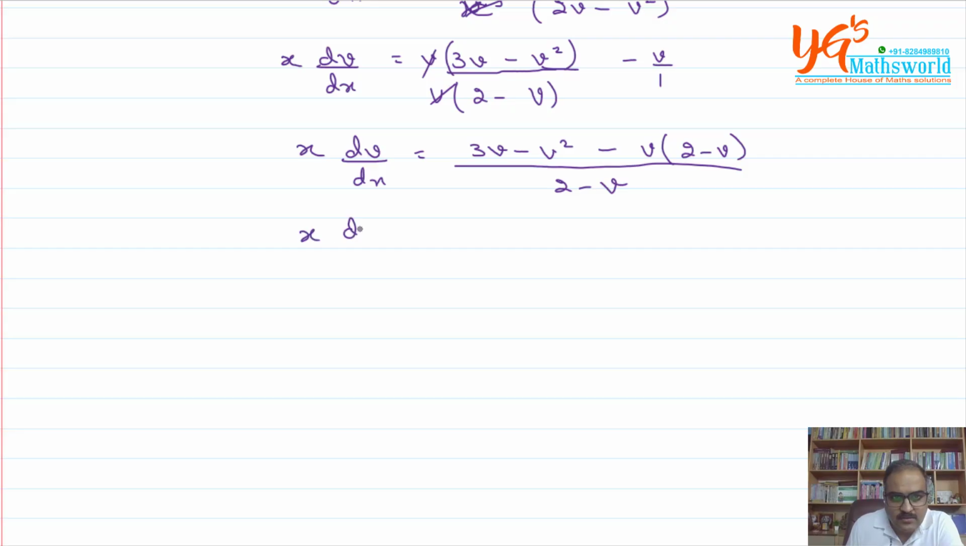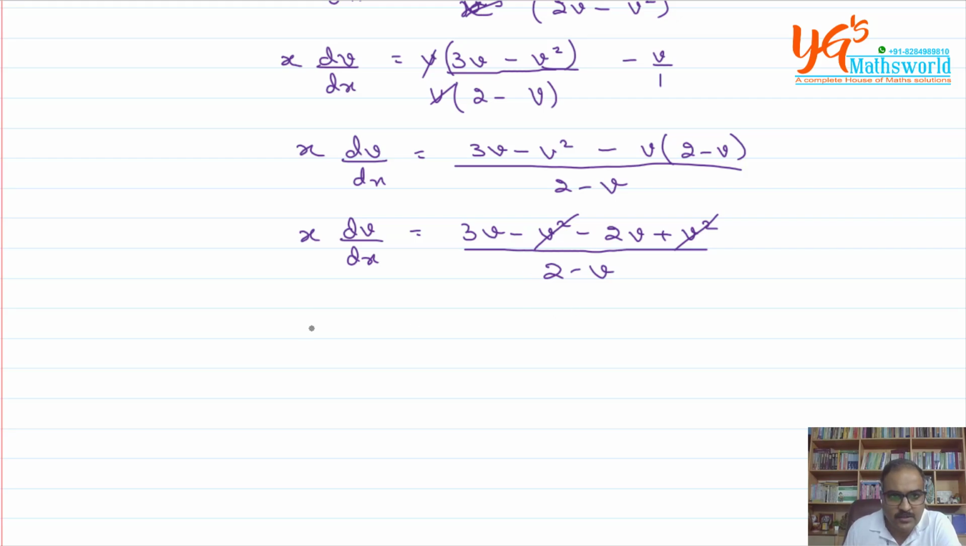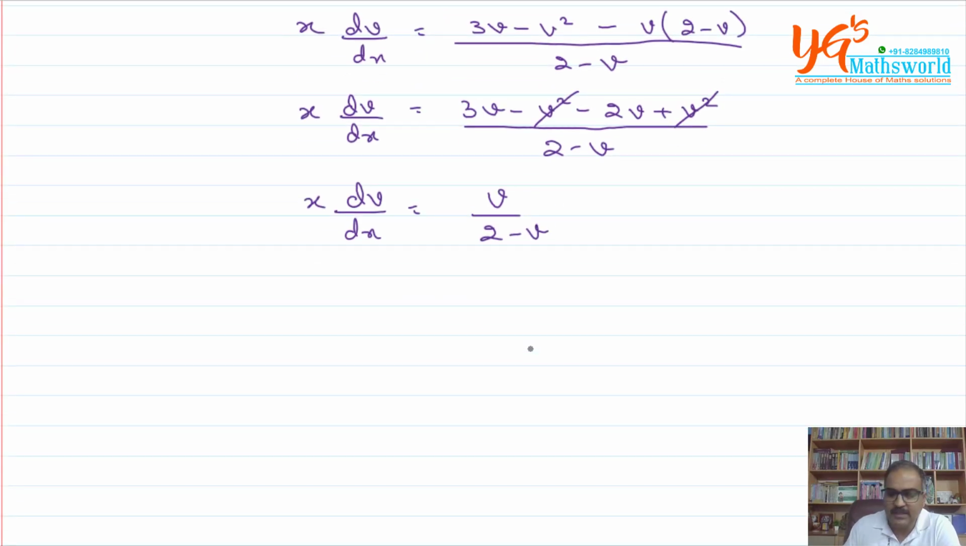So x dv by dx will be 3v minus v square minus 2v plus v square over 2 minus v. So plus v square minus v square cancel out. So x dv by dx is equal to 3v minus 2v, that is v over 2 minus v. Now I need to apply variable separable form.